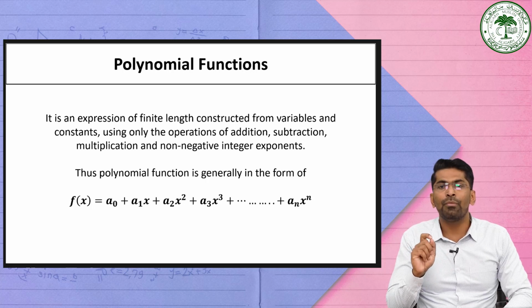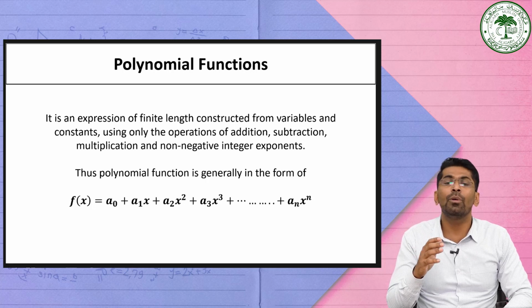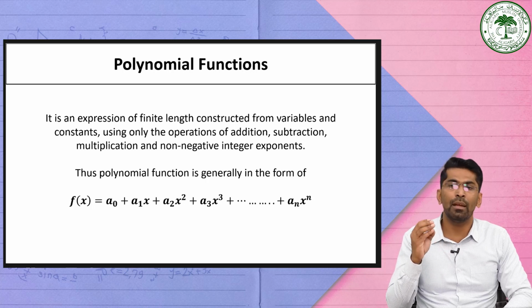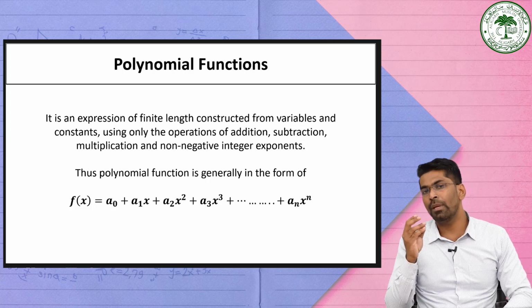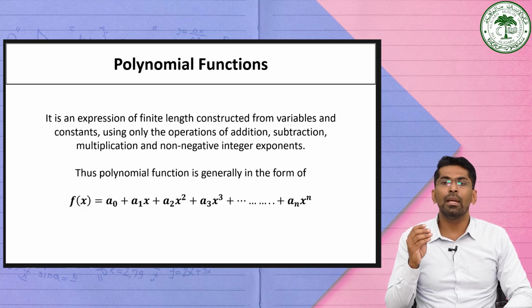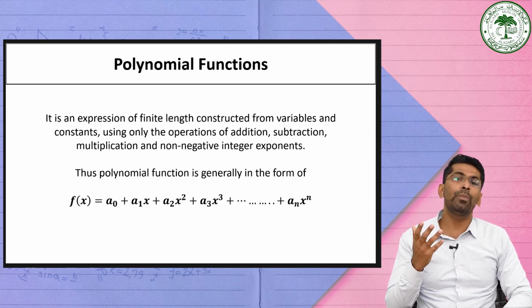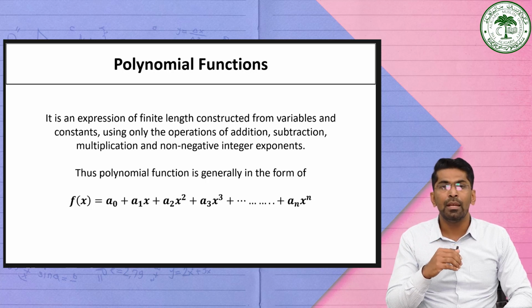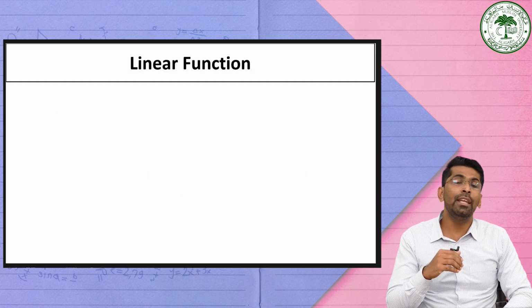So a polynomial function can be a constant, linear, quadratic or cubic based upon the degree of the independent variable. It may take different forms. It may be a constant function, a linear function, a quadratic function, or a cubic function, based upon the highest degree of the independent variable. Let's look at what the linear function actually means.